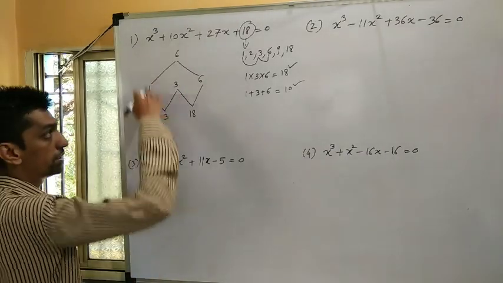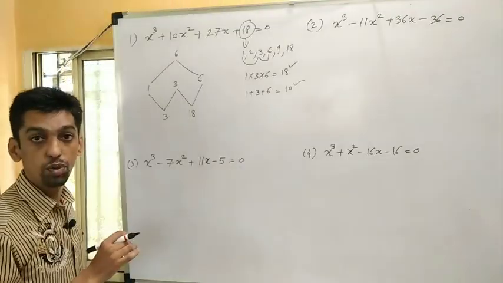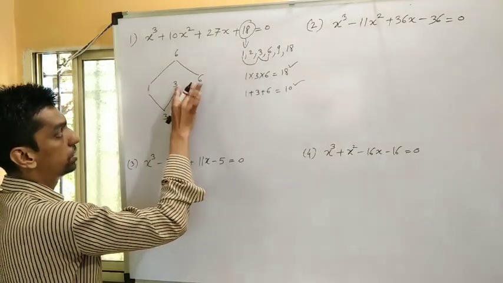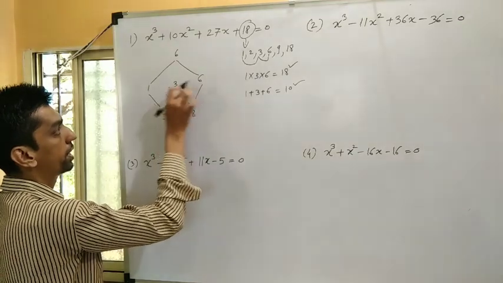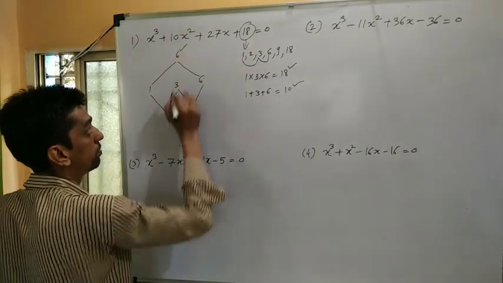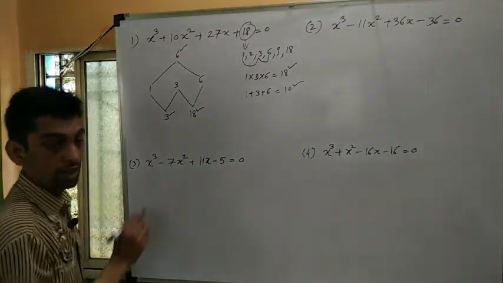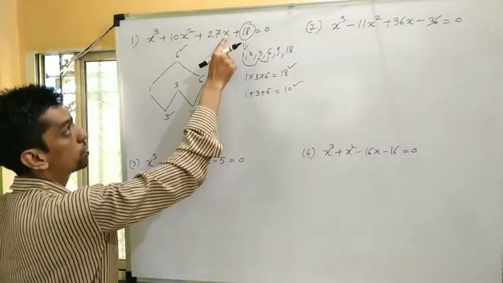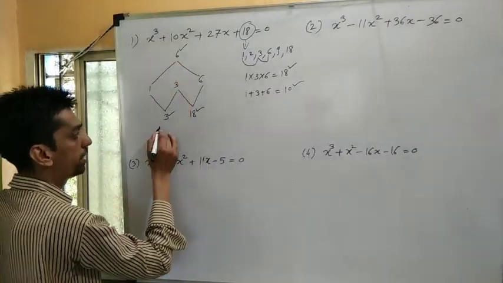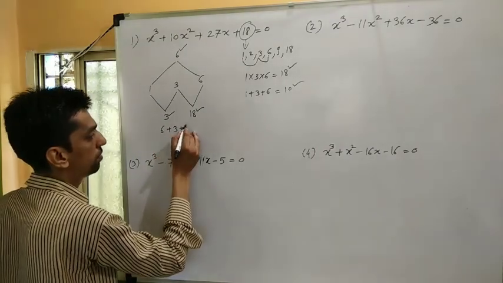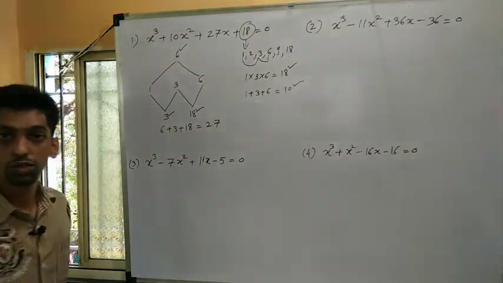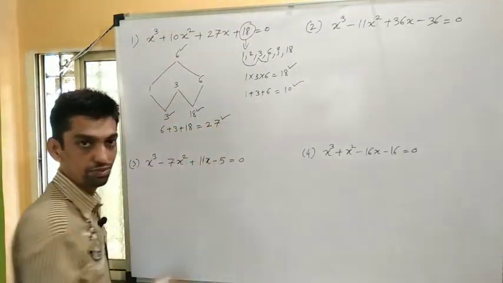So in this way we have multiplied by taking combinations of 2 numbers. Whatever multiplications we have got, 6, 3, 18, their addition must be the coefficient of x, that is plus 27 here. So if I add this 6 plus 3 plus 18, it must be the coefficient of x, that is 27. So this is also satisfied.